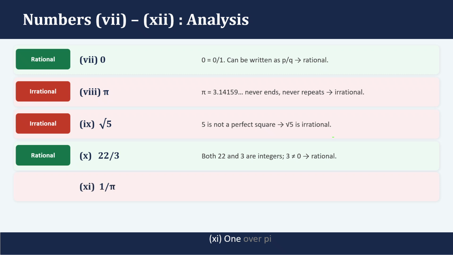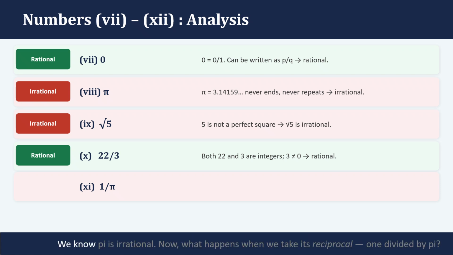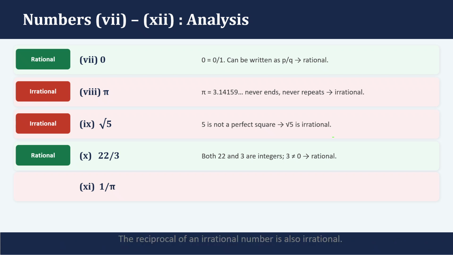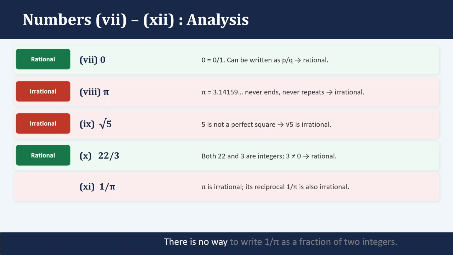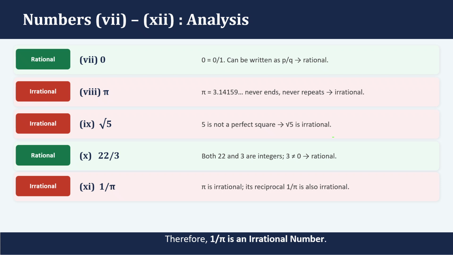11. 1 over pi. This is an interesting one. We know pi is irrational. Now, what happens when we take its reciprocal, 1 divided by pi? The reciprocal of an irrational number is also irrational. There is no way to write 1 over pi as a fraction of two integers. Therefore, 1 over pi is an irrational number.